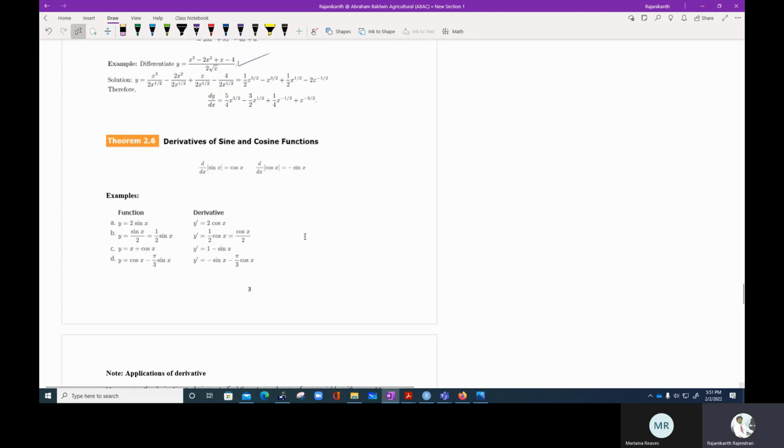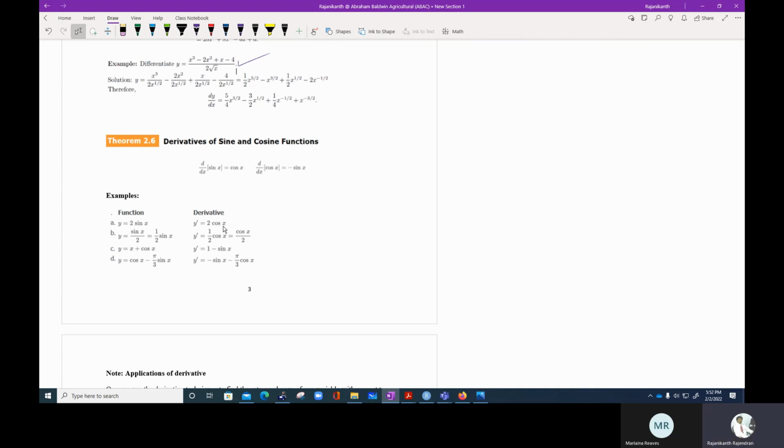Now let's move on to the trigonometric function derivative. If you are given sine function, the derivative of sine function is always cosine function. The derivative of cosine function is negative sine function, negative sine x. Okay, so now you could use those properties to find the derivative of trigonometric functions.